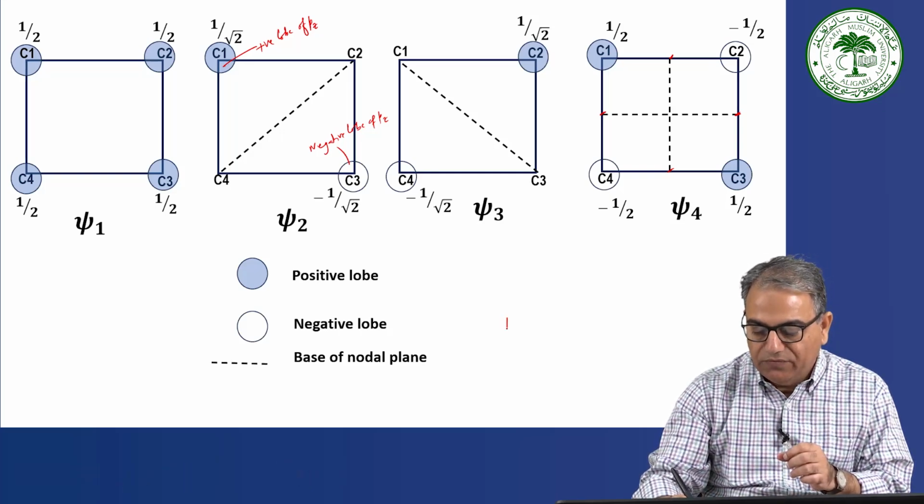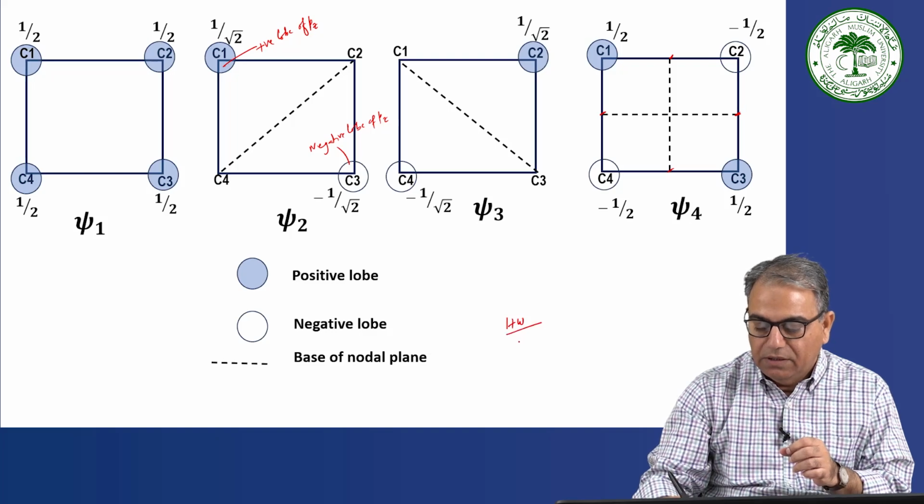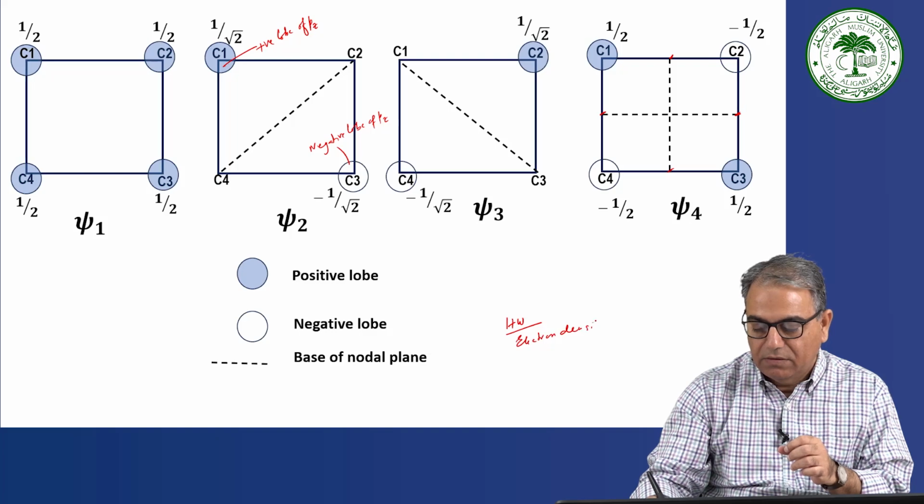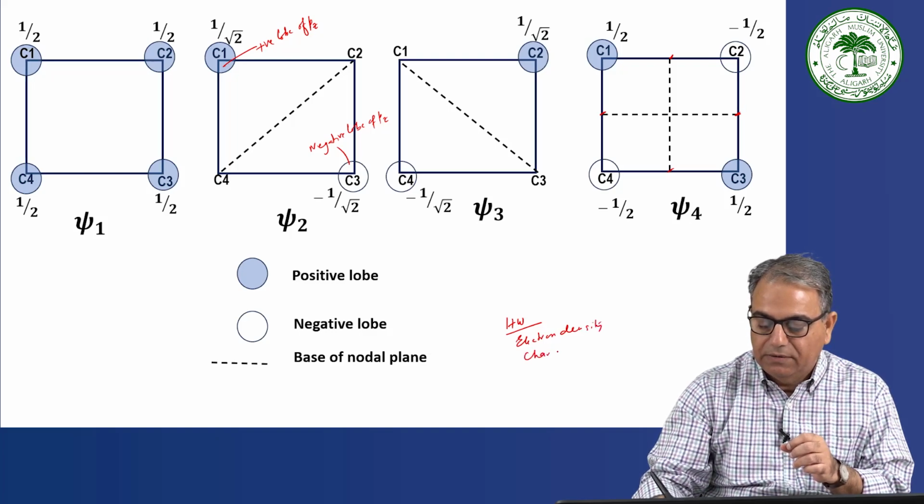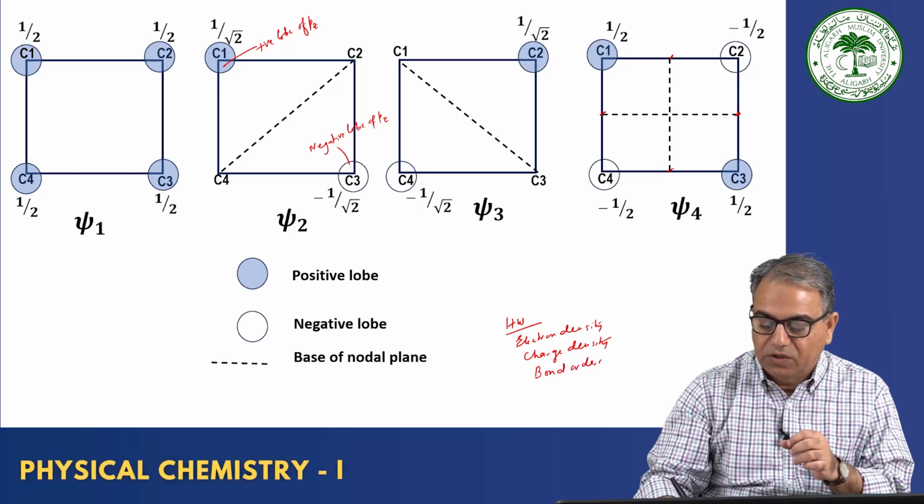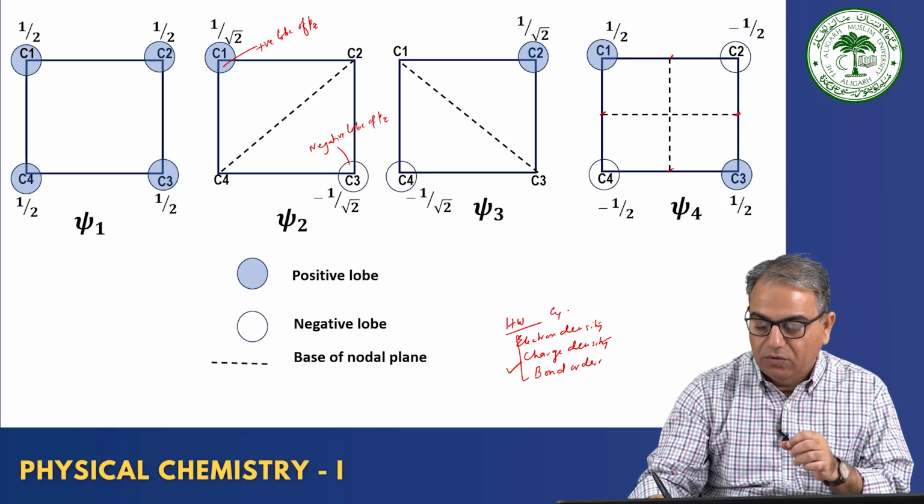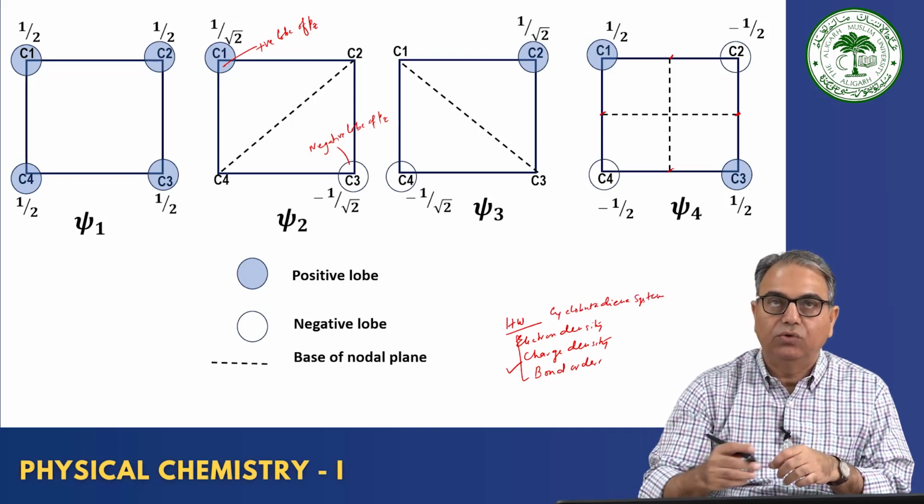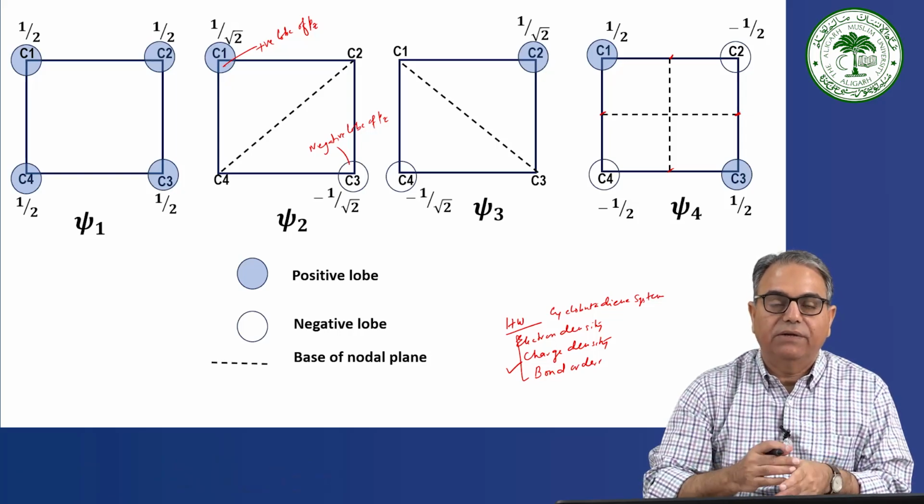So a homework for you is the calculation of electron density, charge density, and bond order for the cyclobutadiene system, which I have not done. You please complete it. Okay, it's not here in the slide.